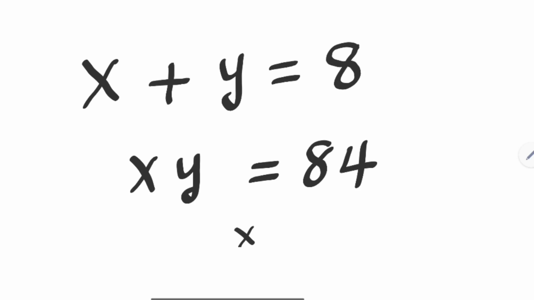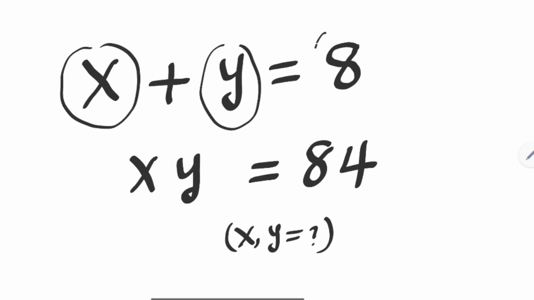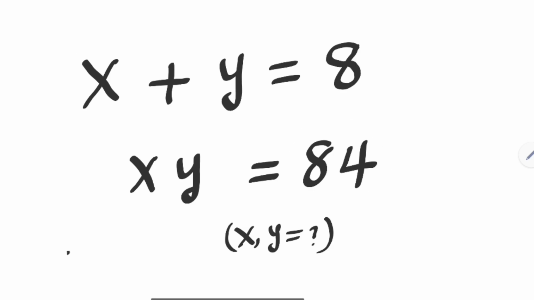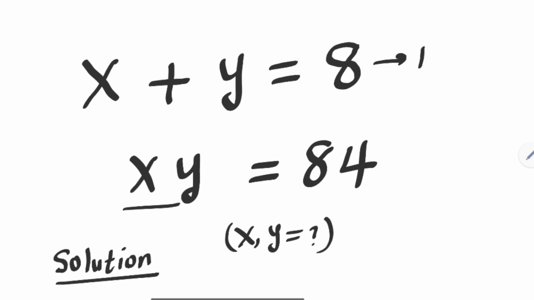Let us solve for x and y, given x plus y is equal to 8 and xy is equal to 84. The given equation is x plus y is equal to 8. Let us call this equation 1. xy is equal to 84. Let us label this equation 2.